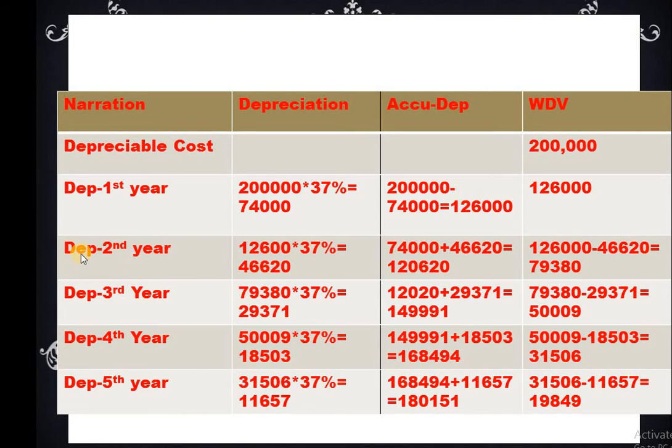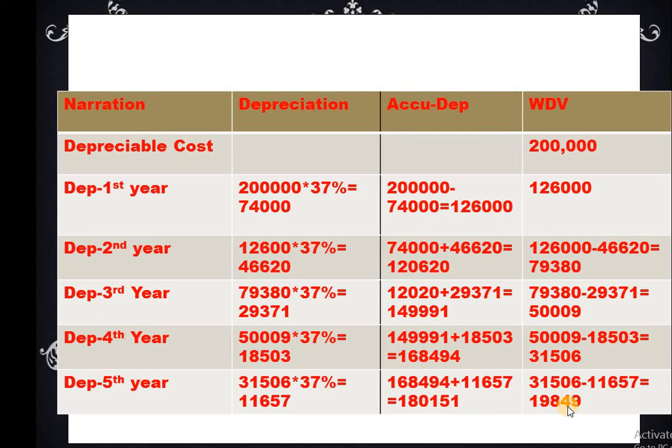In the second year depreciation you will charge on 126,000. So here is a mistake: 126,000 multiplied by 37%, so the next year depreciation will be 46,620. You add 74,000, so this 120,620 is your accumulated depreciation, and 79,380 is your written down value. In this series you will chart the depreciations, and at the end of the year your written down value is 91,9849. This one is the accumulated depreciation.